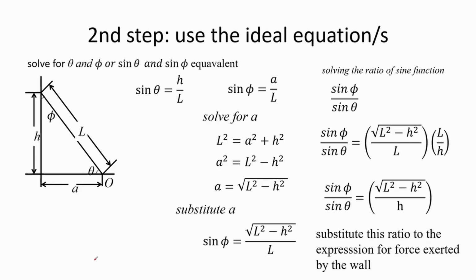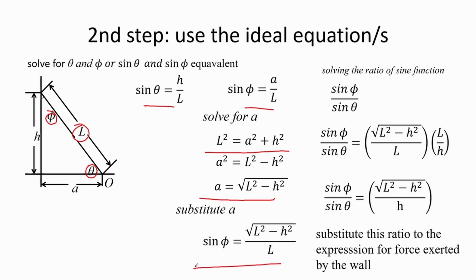and we see that the angles theta and phi form a right triangle, which we write in terms of its sine function. First, for theta, it's simply sine theta is equal to h over L. For phi, sine phi is equal to a over L. So, we encounter another problem since a is an unknown and we need to get a better expression for it. Applying the Pythagorean theorem, we see that L squared is equal to a squared plus h squared. Solving, a is equal to the square root of L squared minus h squared.